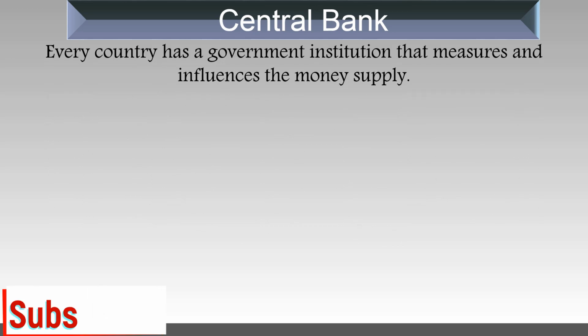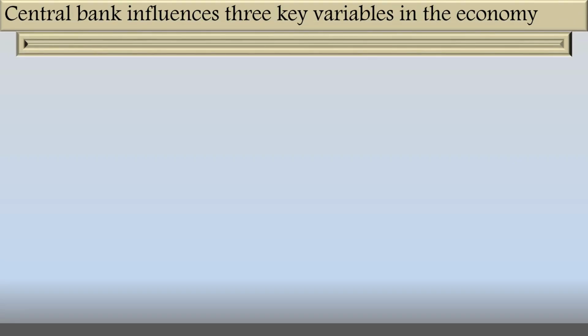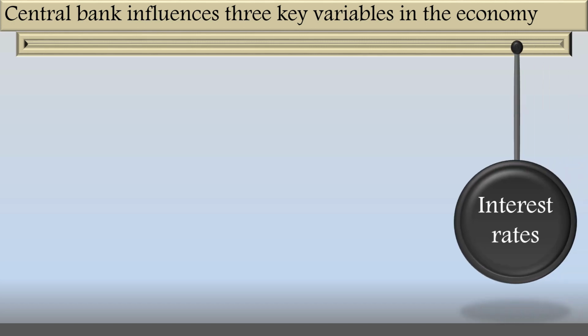Every country uses money. Therefore, every country has a government institution that measures and influences the money supply. This institution is called the central bank. Central bank influences three key variables in the economy. Number first is the interest rates. Interest rates reflect the cost of borrowing money. As the central bank expands the money supply, the interest rates fall, and vice versa.